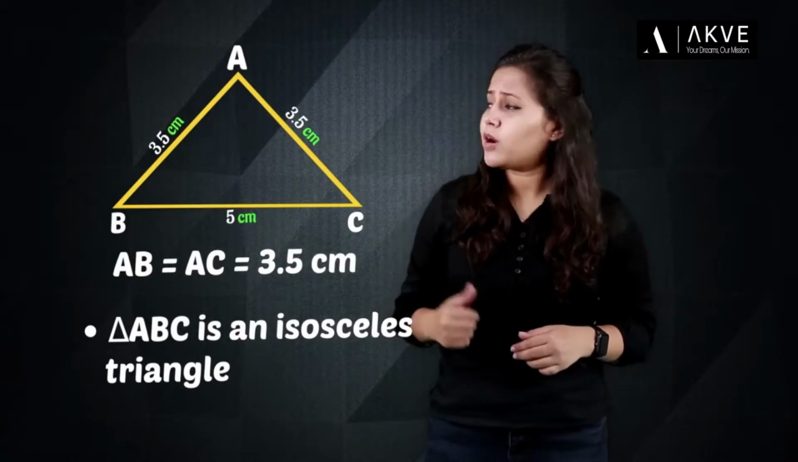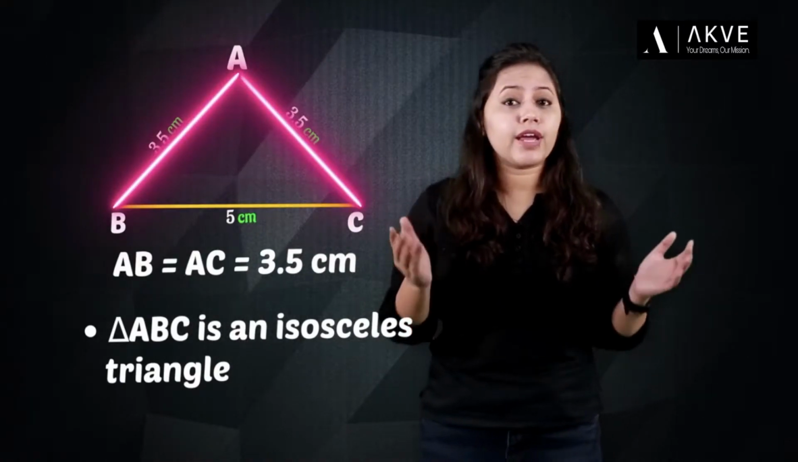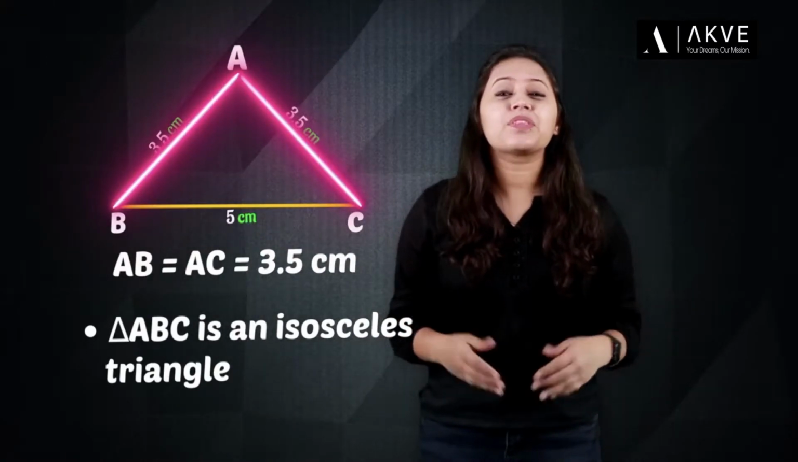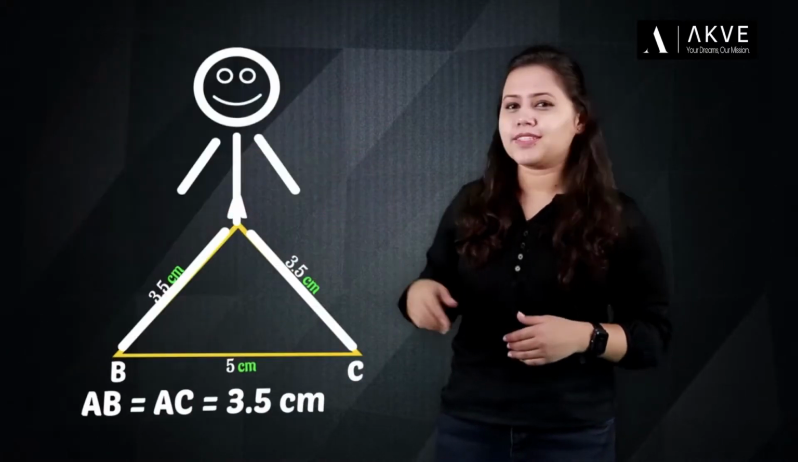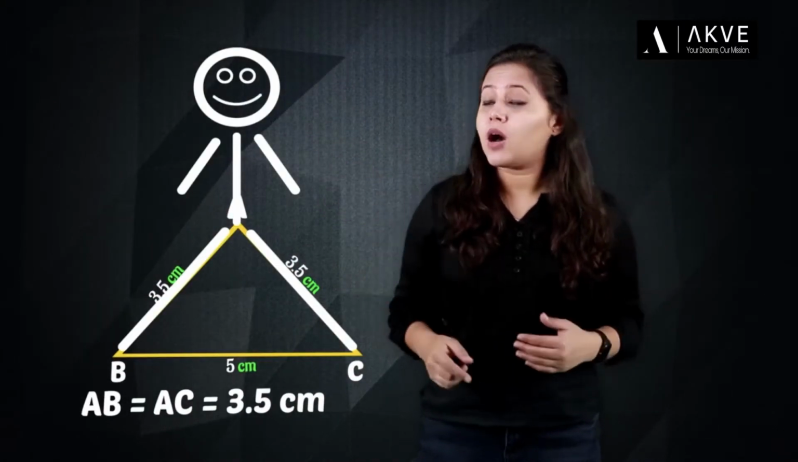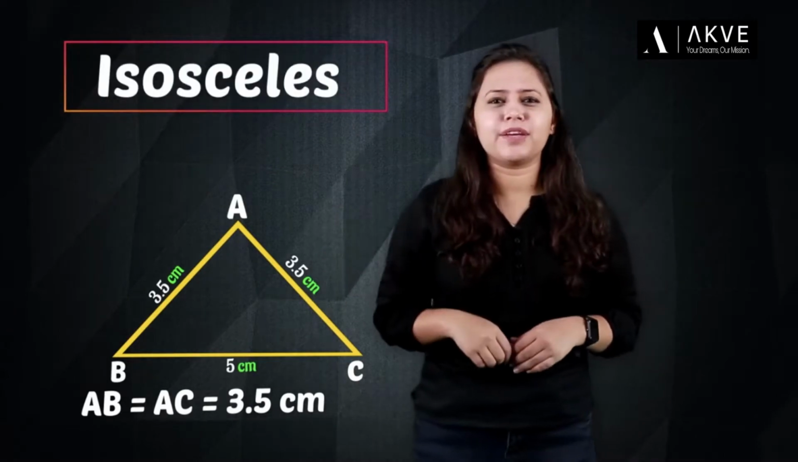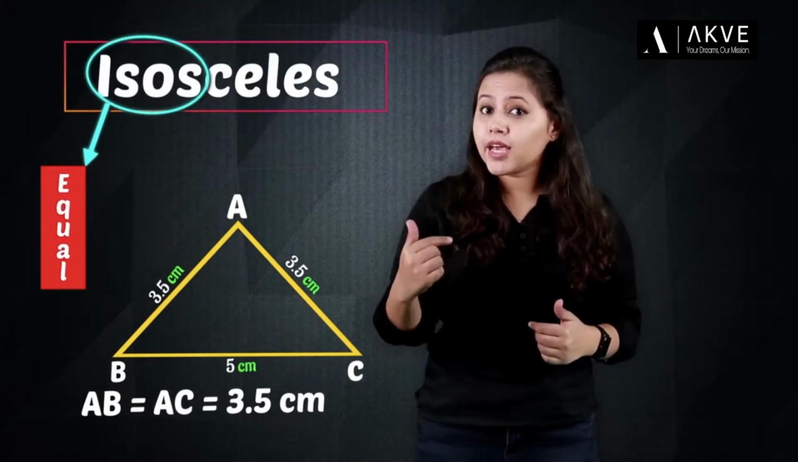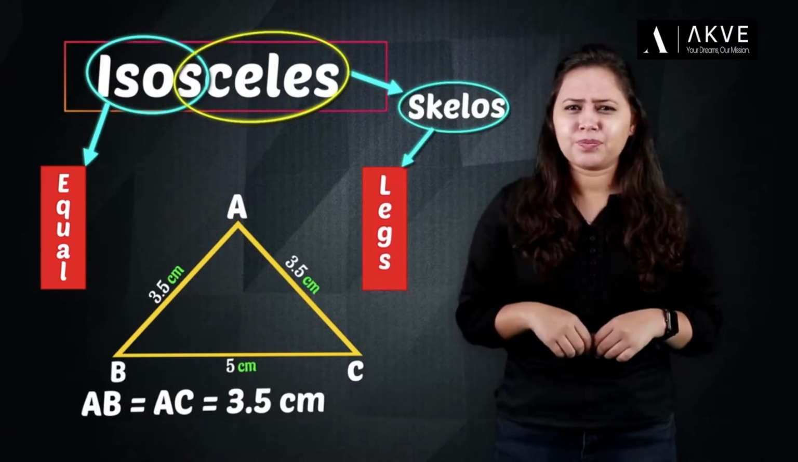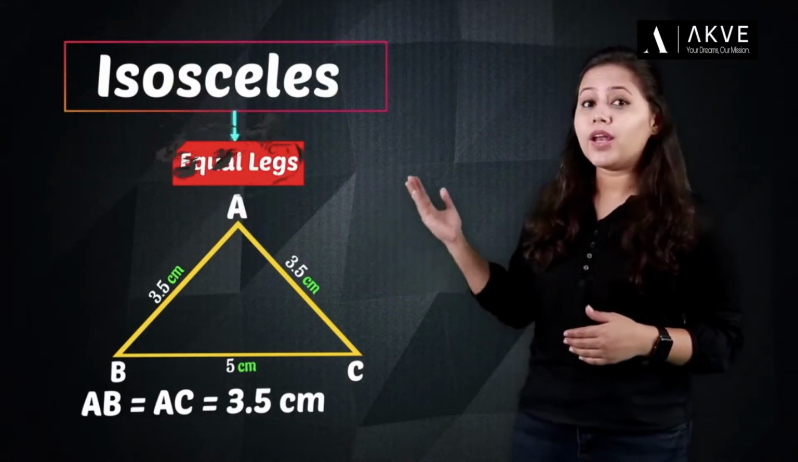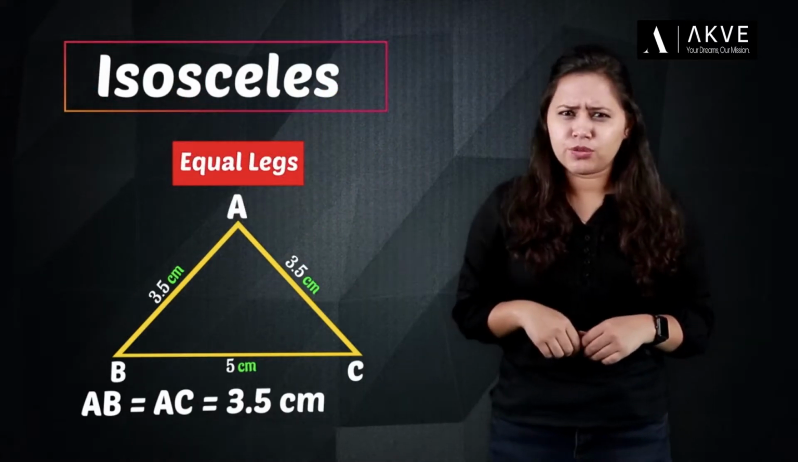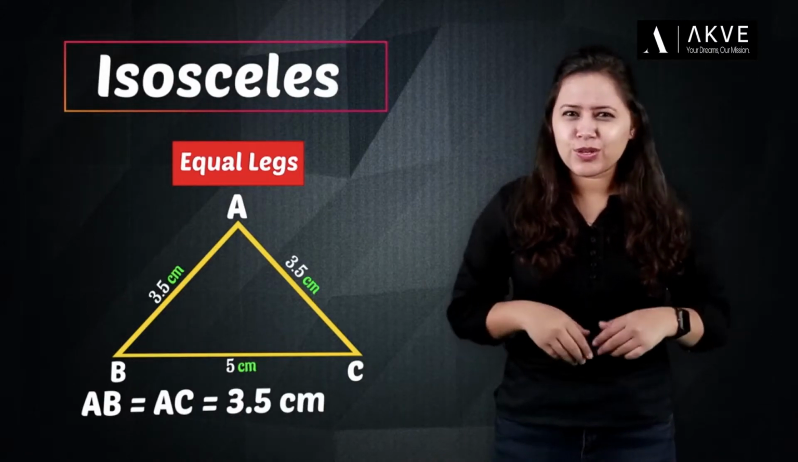Now, do you remember what these equal sides of an isosceles triangle are called? Well, they are called legs. In fact, that's how isosceles triangles got their name. Isos means equal and skelos means legs. Makes sense, right? Equal legs. You have equal legs too. Hey, your nickname could be isosceles?